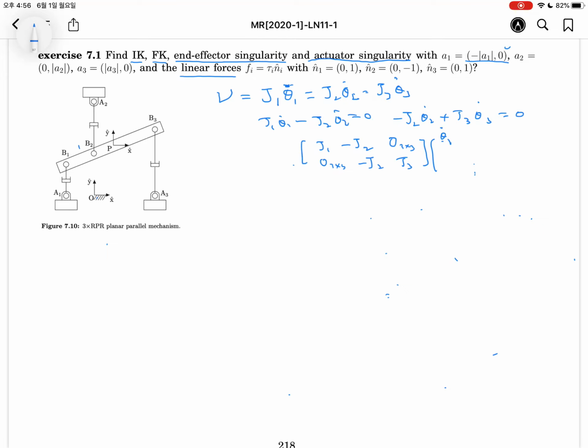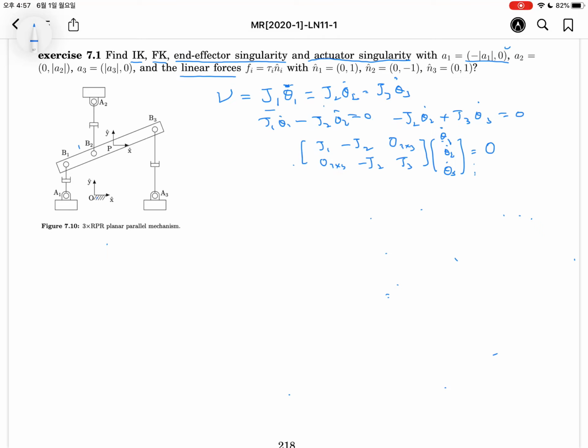And theta 1 dot, the 3 element, theta 2 dot has the 3, theta 3 dot. So the last column will be the 9 element, the 6-dimensional 0 vector. Okay. It can be used to obtain the actuator singularity. Okay. Anyway, we will derive this equation.